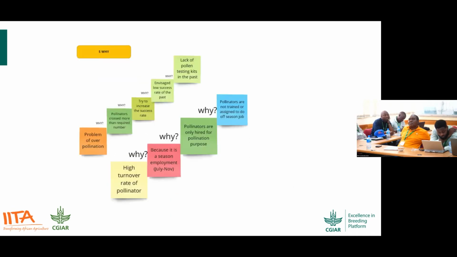So the 5 Whys will also help us now to go in detail of this cause that we found, because the cause that we found was high turnover rate of pollinators affecting the problem we had. So now to do that, we asked ourselves, why are we having the high turnover rate? The answer was because it is a seasonal employment. So our pollinators are only employed from July to November. But why is that the case?